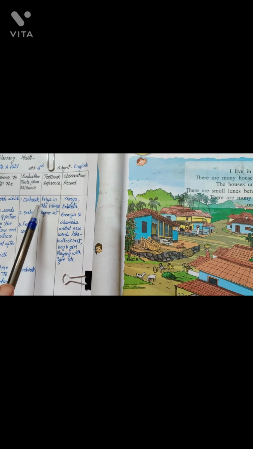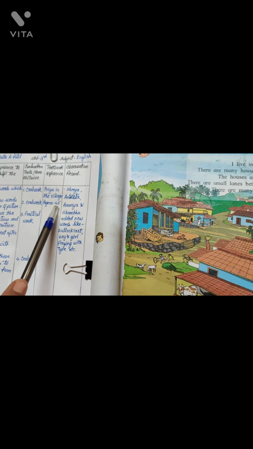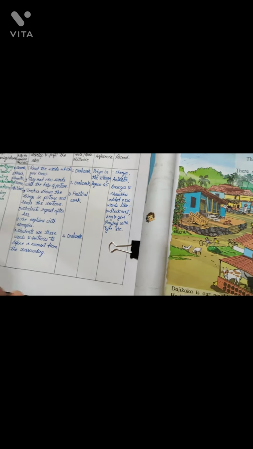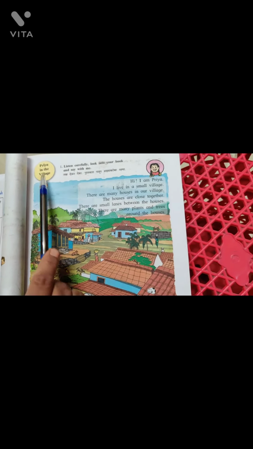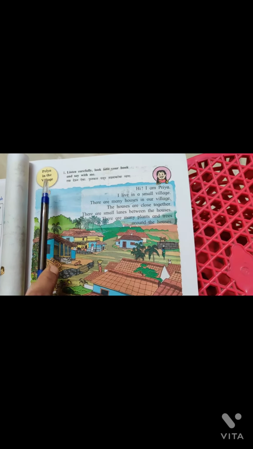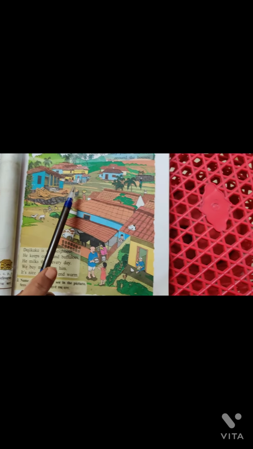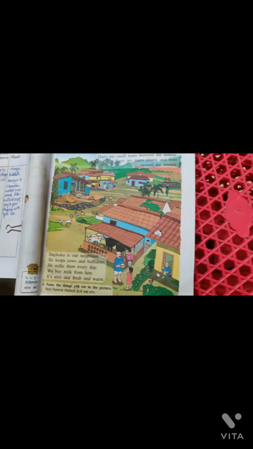Textbook reference. Here, Priya in the village, page number 45. We have selected this topic for this learning outcome. See here in the textbook, Priya in the village. This complete topic we have taken for this. Now we'll go for the students who need help.